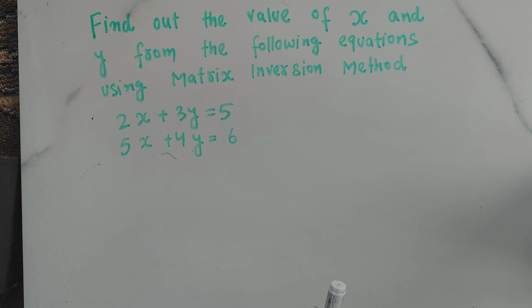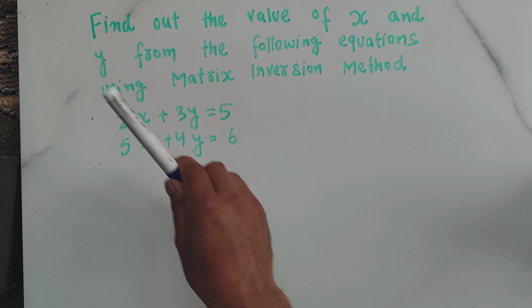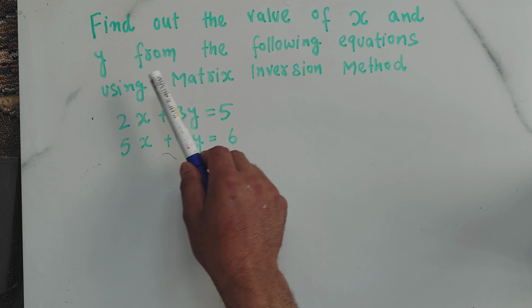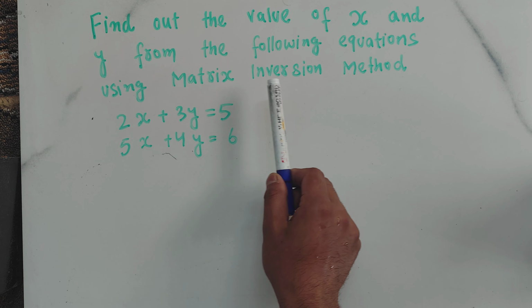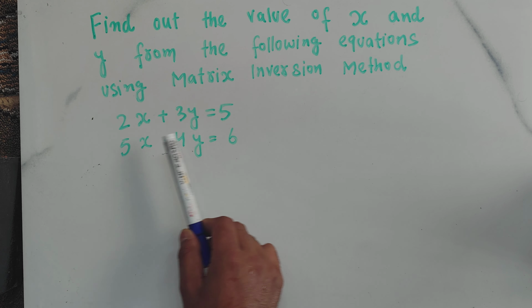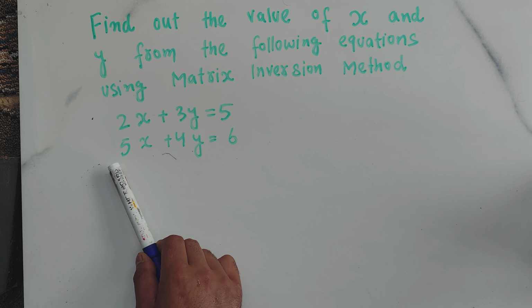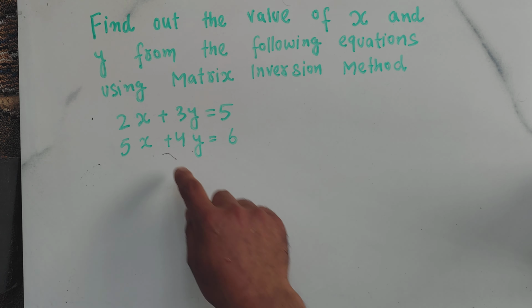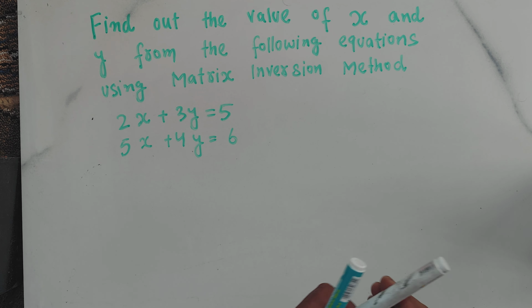In this video we will learn how to solve a system of equations using the matrix inversion method. The question is: find out the value of x and y from the following equations using the matrix inversion method. We have two equations, 2x plus 3y is equal to 5 and 5x plus 4y is equal to 6.